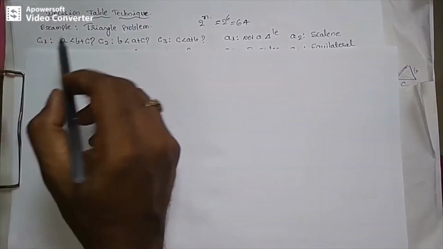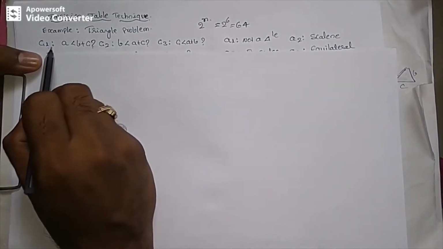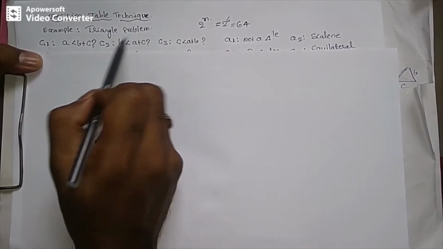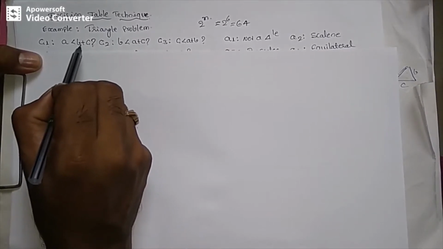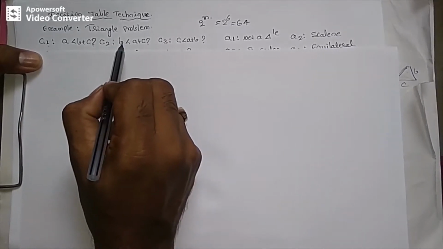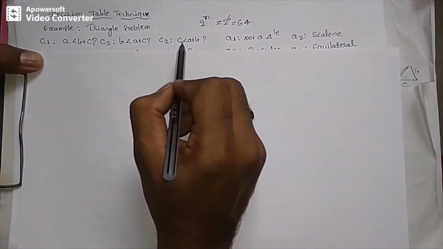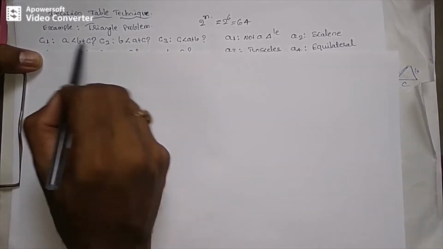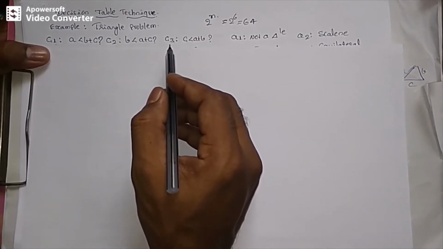So we have condition 1, condition 2, and condition 3. If these 3 conditions are satisfied, only then is it possible to form a triangle. Condition 1: side A should be less than B plus C. The second condition: side B should be less than A plus C. The last condition: C should be less than A plus B. If these 3 conditions are satisfied, only then can a triangle be formed.